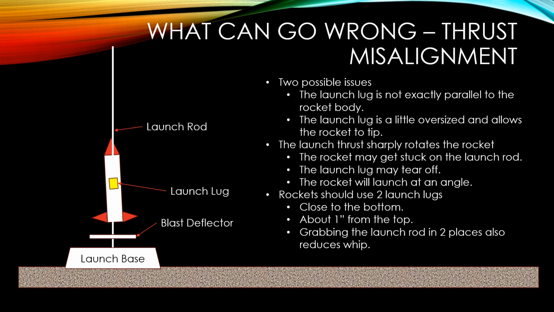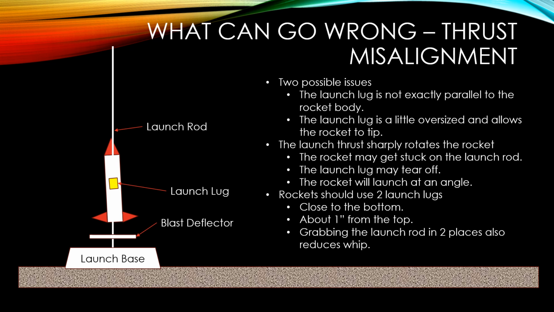Well, let's take a look at the rocket on the launch pad. I moved the launch lug here to the center so it's much more visible. But you can see if the launch lug is tipped a little bit, the rocket could be tipped. And when the thrust comes out the bottom, it's going to really try rotating the rocket around in a circle. And that's going to cause a problem. So there's several problems that can result from this.